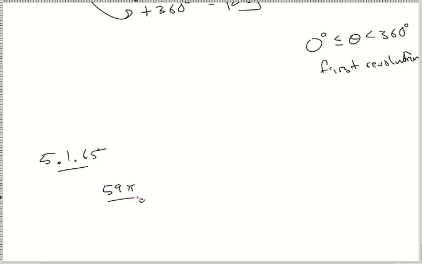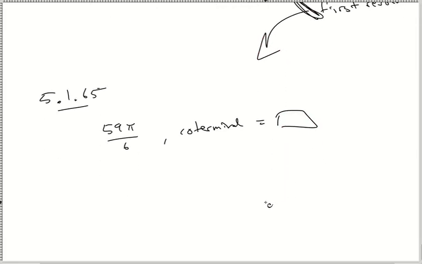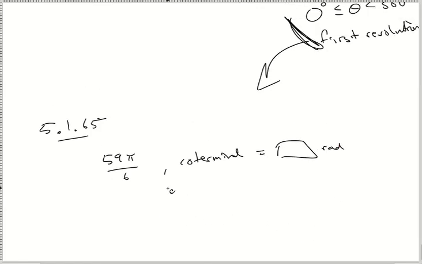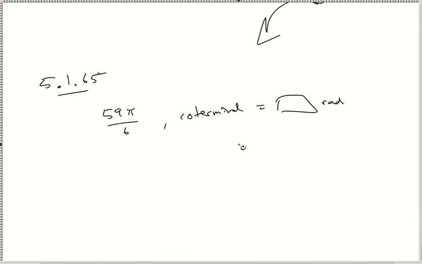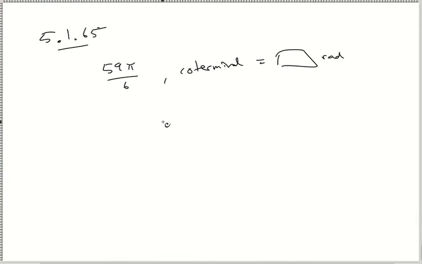59 pi over 6. And they want something that's coterminal. Again, from 0 to 360. Same thing. Problem is that we have radians. My answer is also going to be in radians. And so I'm wondering, well, what do I do? The last time, what I did is I added 360 or subtracted 360. Well, here we're going to add or subtract 2 pi instead because we're in radian mode.